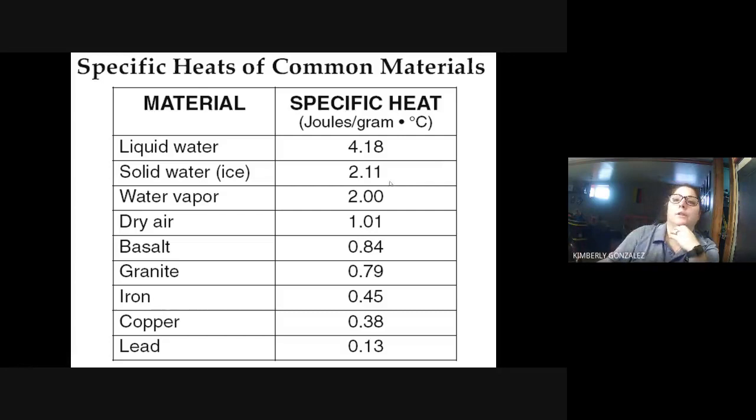Okay. For liquid water, what this 4.18 means is that if I take 1 gram of liquid water and I want to raise the temperature by 1 degree, I need to put in 4.18 joules of heat.